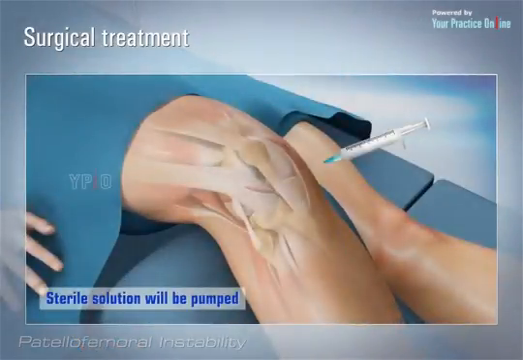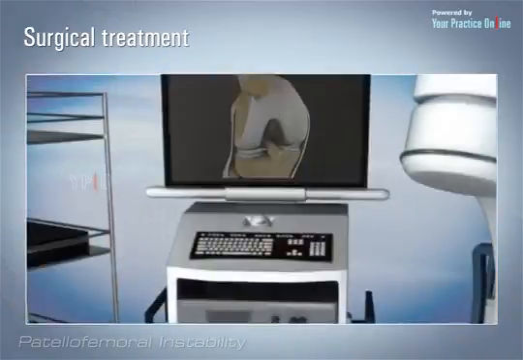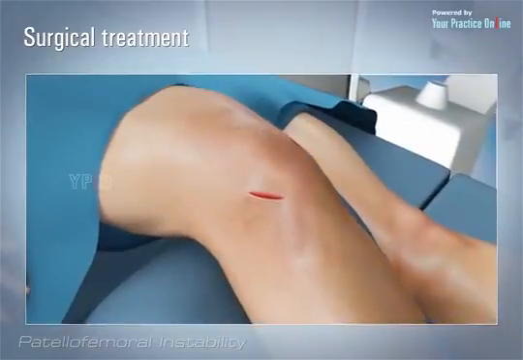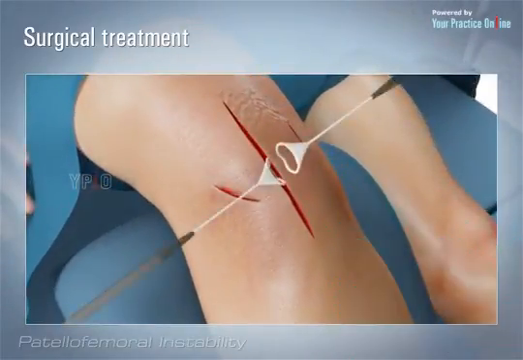A sterile solution will be pumped into your knee in order to stretch the knee and provide a clear view and room for the surgeon to work. With the images from the arthroscope as a guide, the surgeon can look for any pathology or anomaly and repair it through the other incisions with various instruments. After the evaluation is completed, a larger incision is made over the front of the knee.